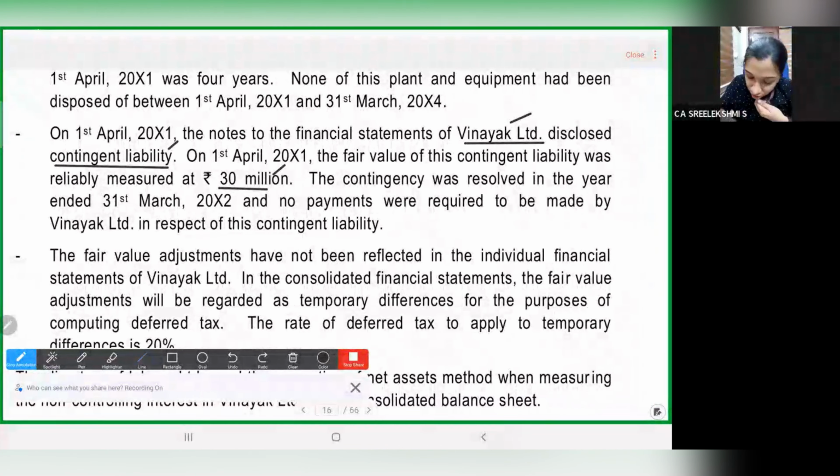Deferred tax liability, because 50 plus 150, 200, plus 100, 300, minus 30, 270 million into 20%. Deferred tax liability to be calculated: 270 into 20, 54 million. Yes, 54 million.